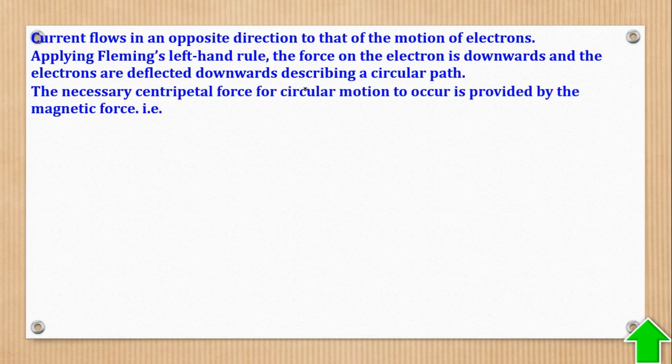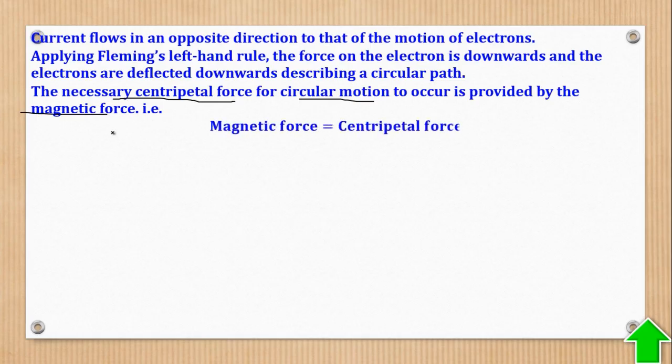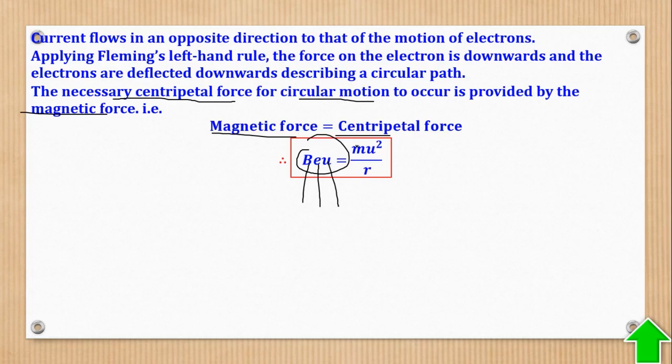Remember, for circular motion to occur, there should be a centripetal force. So the necessary centripetal force for circular motion to occur is provided by the magnetic force. Therefore, that means that magnetic force is equal to centripetal force. Then we shall substitute for magnetic force, which is BEU. B is the magnetic flux density, E is the electronic charge, and U is the speed, equal to mU squared over R. M is the mass, U the speed, and R the radius of the circular path.